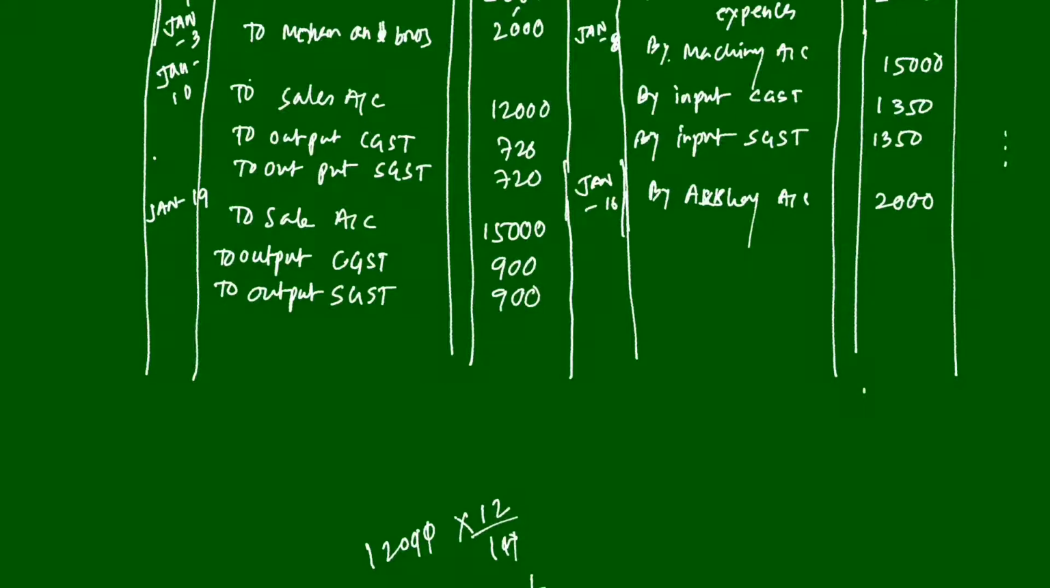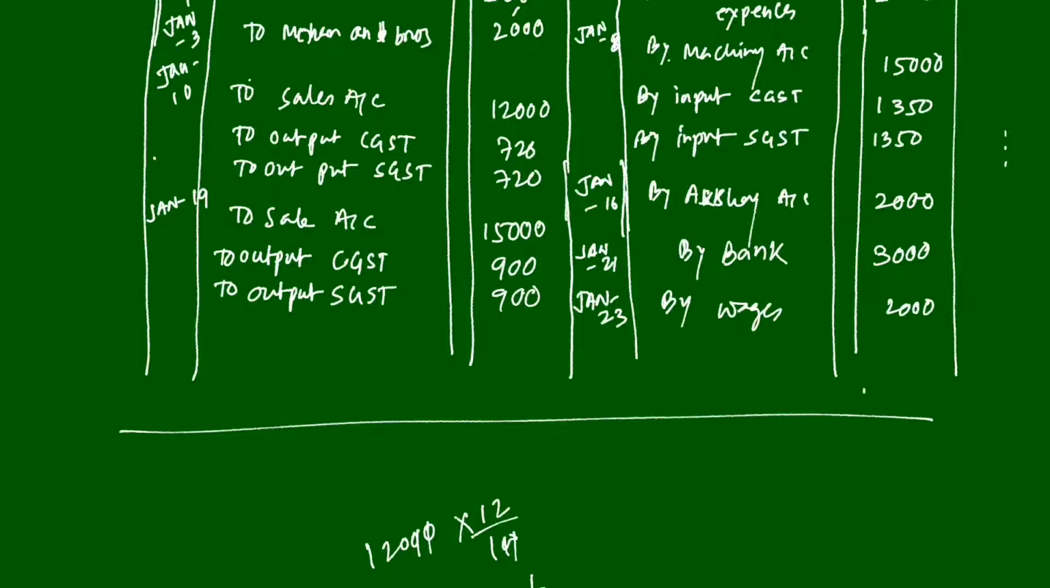Next one is January 21. Deposit cash into bank 3000. So January 21 by bank 3000. Next one is wages paid. January 23 wages paid. You pay that wages in cash, credit. January 23 by wages 2000. Okay, now you have to add everything.